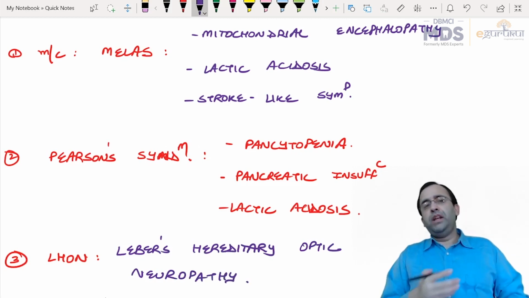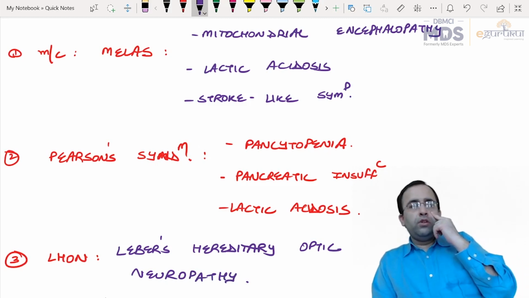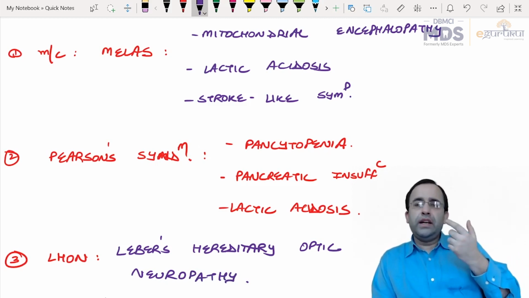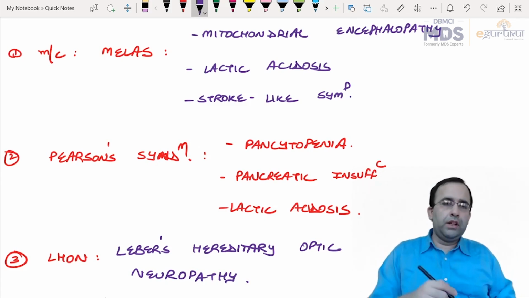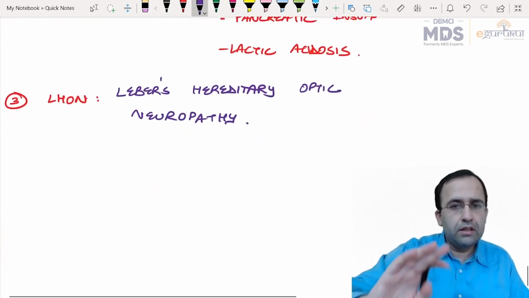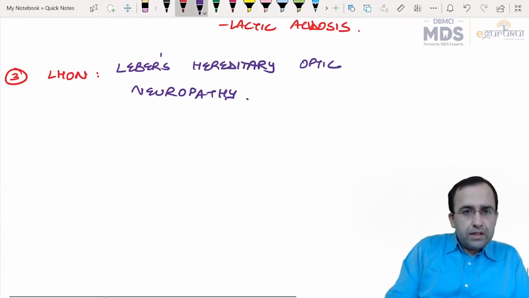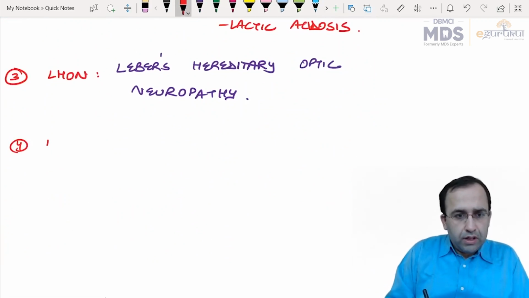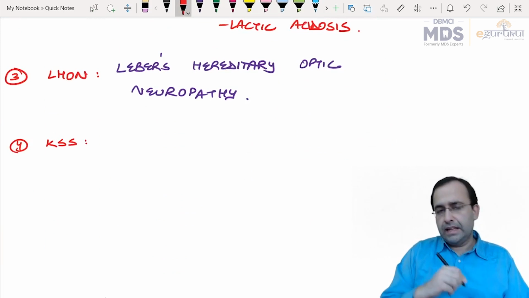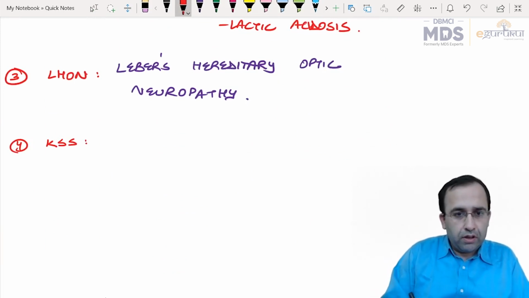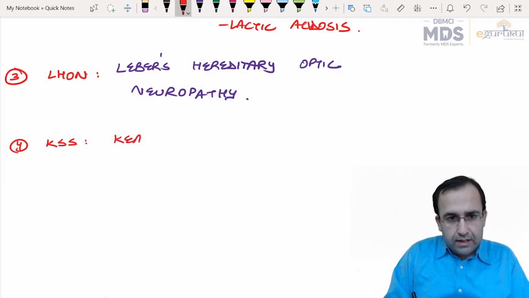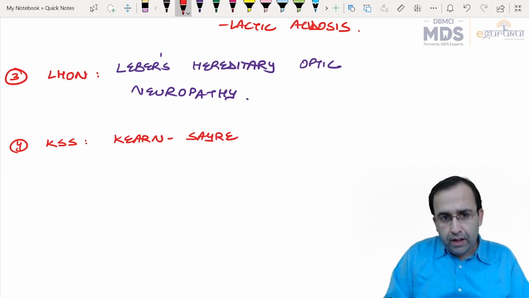LHON, meaning again it is an optic neuropathy because the muscles around the eye are getting affected. LHON, Leber's hereditary optic neuropathy. Not interested in the details, this much is sufficient. Next disease with mitochondrial inheritance is KSS. Once you read this table once or twice, you will be comfortable with it. Next, KSS, that is Kearns-Sayre syndrome.